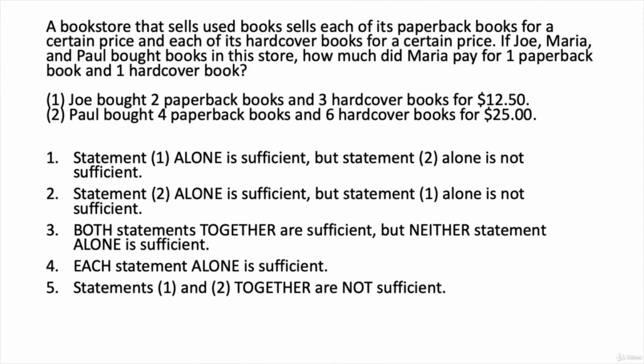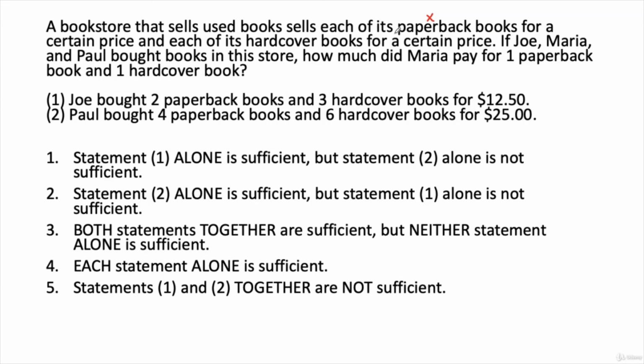This is one of my favorite questions. A bookstore that sells used books sells each of its paperback books for a certain price and each of its hardcover books for a certain price. So we have two different types of books that the bookseller is selling. If Joe, Maria and Paul bought books in this store, how much did Maria pay for one paperback and one hardcover book? Whenever we have two different types, we divide them and identify them each as a variable.